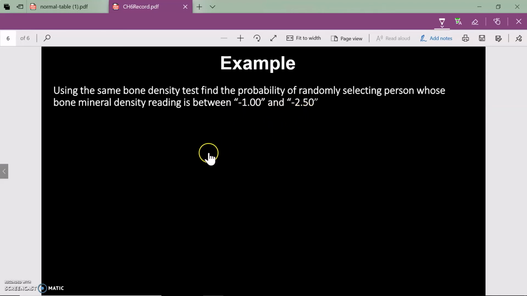Okay, so how are we going to deal with this problem? Same thing. We are going to deal with it by the step-by-step method. The first step is to draw a bell-shaped curve. Let's draw a bell-shaped curve.